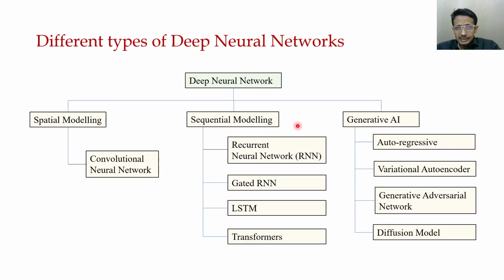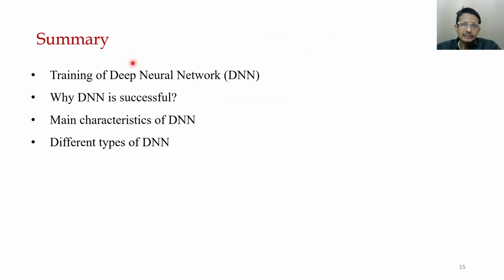Nowadays, the LLM is very renowned, and these transformers are basically the backbone, so we are going to discuss that. So in summary, in this lecture, we discussed the training of deep neural networks by virtue of Hinton's algorithm. Then we discussed why deep neural networks are so successful today. Then we discussed the three main characteristics of deep neural networks. And finally, we have discussed the different types of deep neural networks.